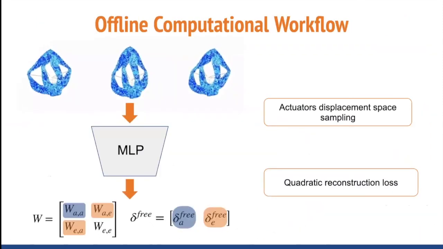We now describe the computational workflow for computing the condensed FEM model. As a first step, data acquisition is performed in simulation. We sample in the actuation displacement space. Then, the acquired data are used for training a multi-layer perceptron for prediction of condensed matrices. We use actuator length as the input of the network and quadratic reconstruction laws for the training.